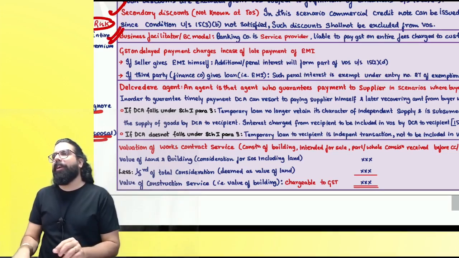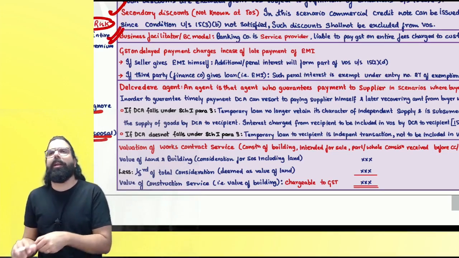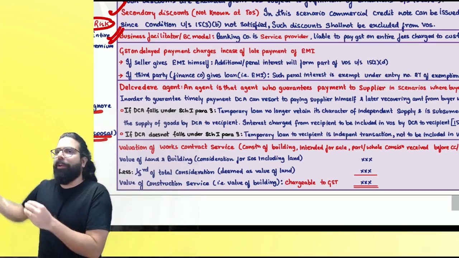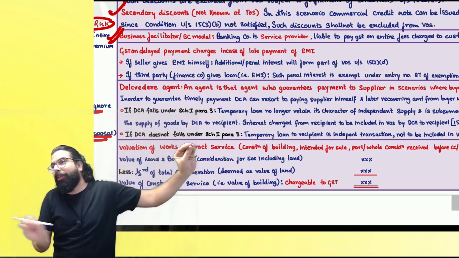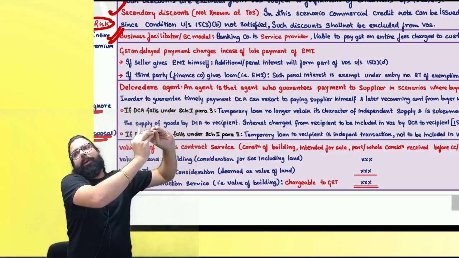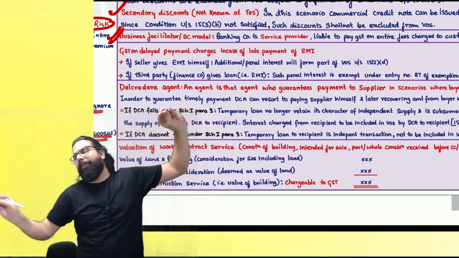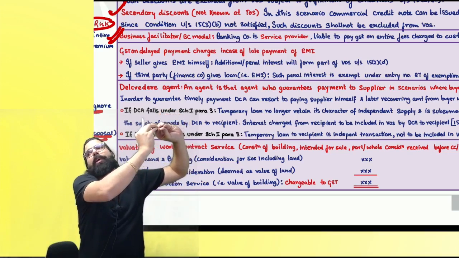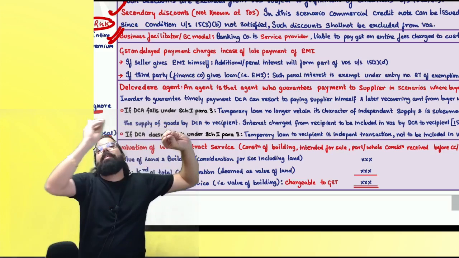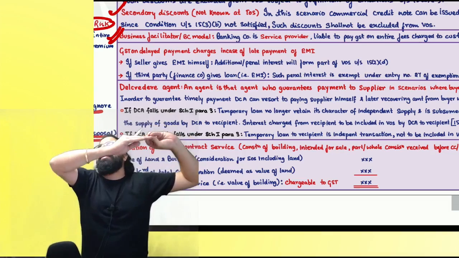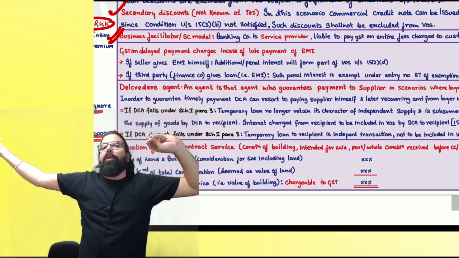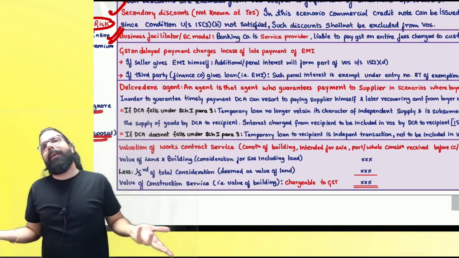Business facilitator, business correspondent model. What happens in the business facilitator, business correspondent model? The bank will provide the services to the customer, but the services are provided through the business facilitator, business correspondent. Are we clear? The bank provides the services through the business facilitator and business correspondent to the customer. These customers are customers of the business facilitator or the bank? Bank. So whatever amount is being collected, on the total amount, the bank will be liable to pay GST.